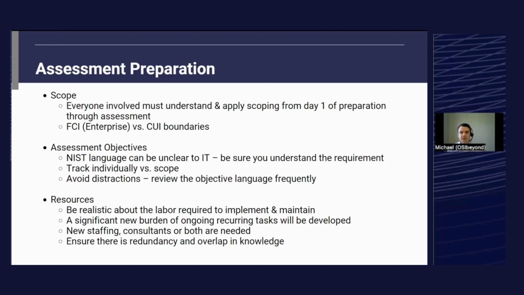The last point I have is really just about the resources required and just being realistic with that. Your existing IT team doesn't have the time to do this. It's just the way it is. This is a significant new burden for most companies. You're going to need extra full-time employees, consultants, perhaps a mixture of both to build this program. If you're implementing 800-171 from a relatively immature level of compliance, you are going to have a brand new list of recurring activities that need to happen every week, every month, every quarter, every year, and so on. And someone is going to need time to keep up with those so you have credible evidence when the assessor walks in the door.